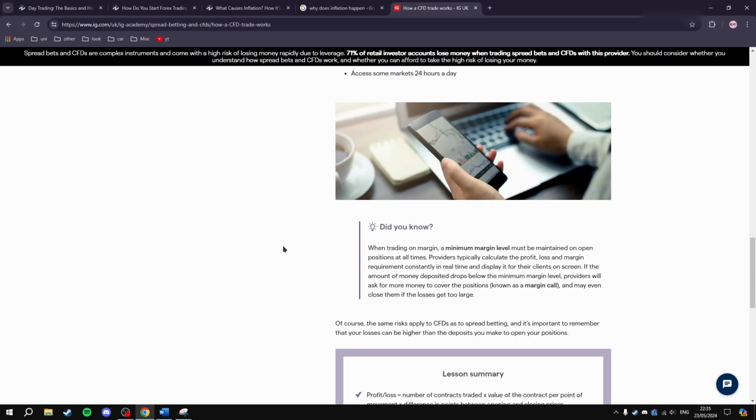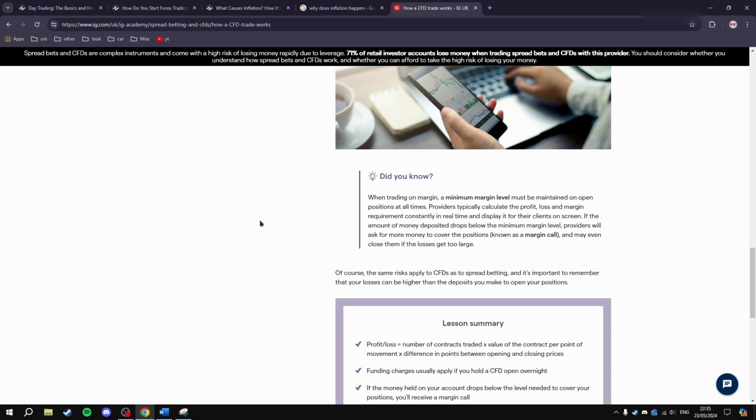Did you know, when trading on margin, a minimum margin level must be maintained on open positions at all times. Providers typically calculate the profit, loss and margin requirements constantly in real time and display it for their clients on the screen. If the amount of money deposited drops below the minimum margin level, providers will ask for more money to cover the position, known as a margin call, and may even close them if the losses get too large. Margin calls, not good.